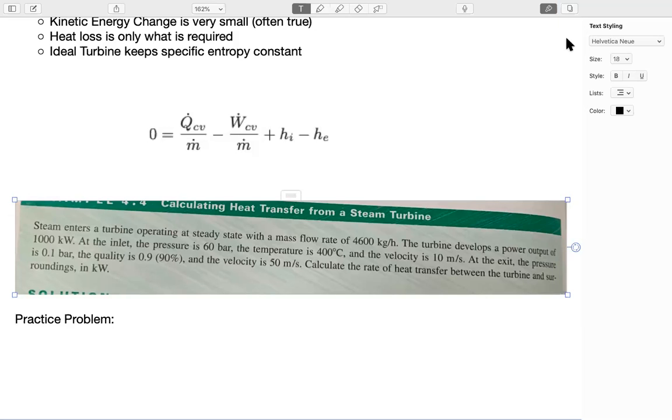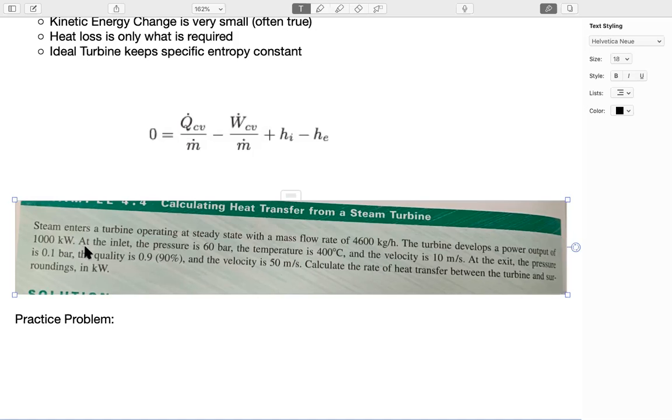Steam enters a turbine operating at steady state with a mass flow rate of 4,600 kilograms per hour. So that's kilograms per hour. Watch the units on that. The turbine develops a power output of 1,000 kilowatts. Remember, kilowatts, that's energy per second. So that's why you've got to watch that unit there.